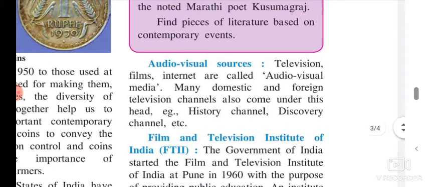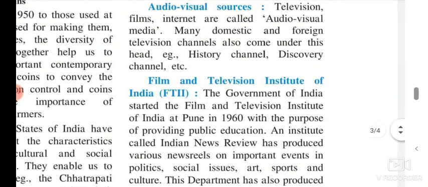Audiovisual sources. Television, films, and the internet are used as audiovisual media. Many domestic and foreign television channels also come under this head, for example, History Channel, Discovery Channel, etc. Film and Television Institute of India.